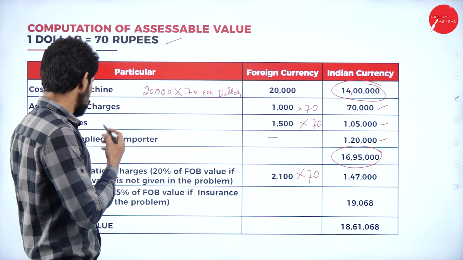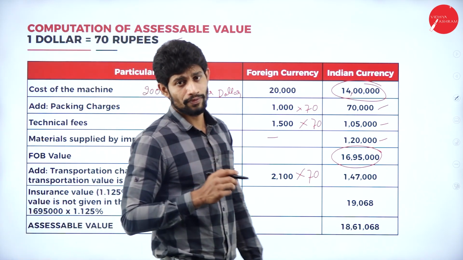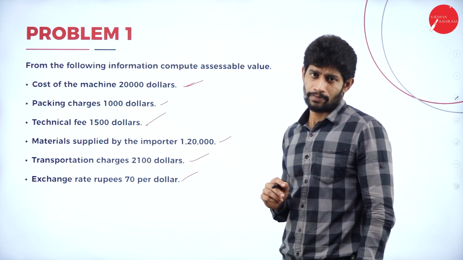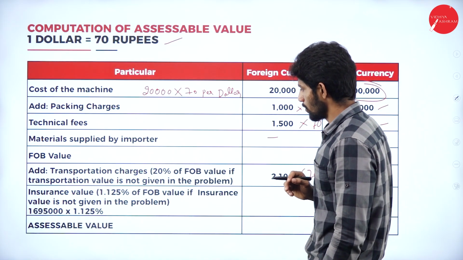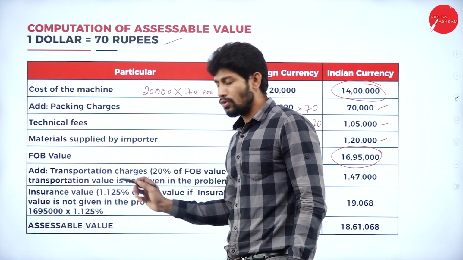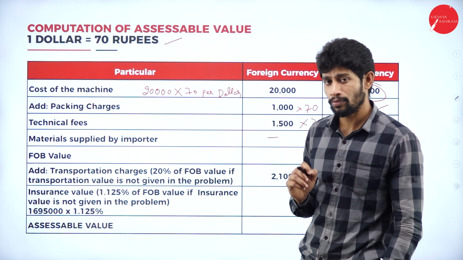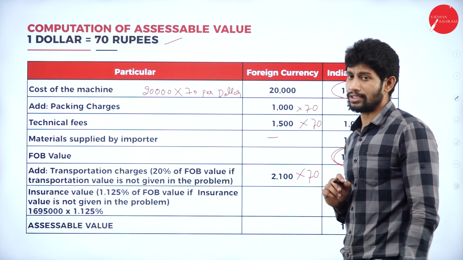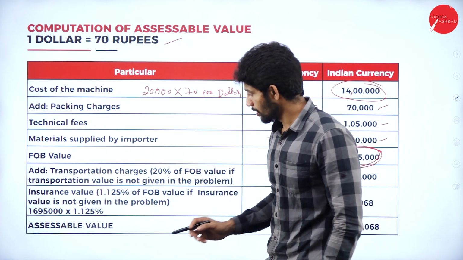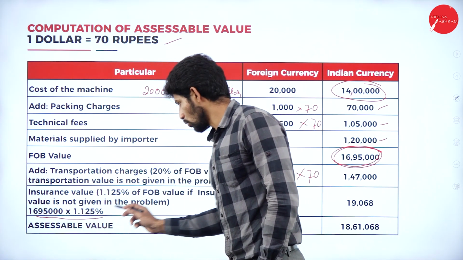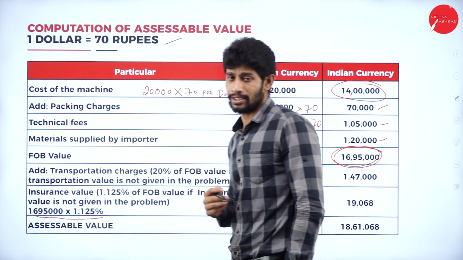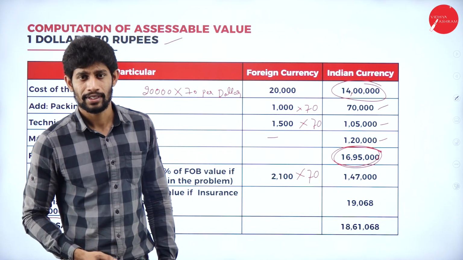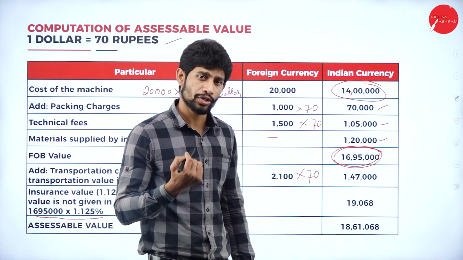Next, add insurance value. First we have to look into whether it is given in the problem or not. Insurance value is not given in the problem. So we are supposed to consider 1.125% of FOB value as insurance value. The FOB value we have is 16,95,000. So 16,95,000 into 1.125% gives the insurance value: 19,068 rupees.